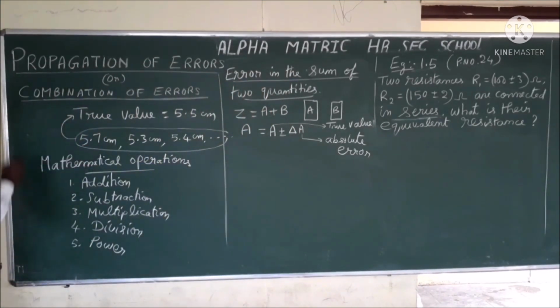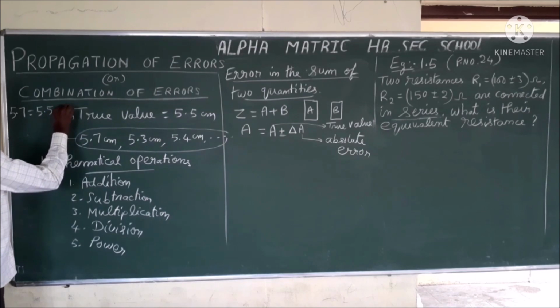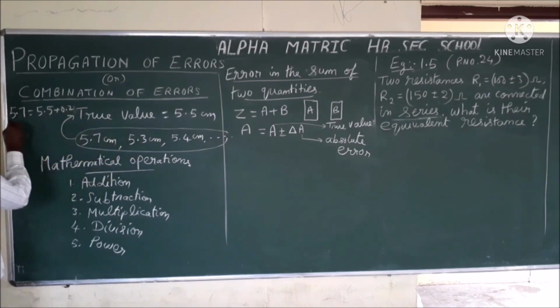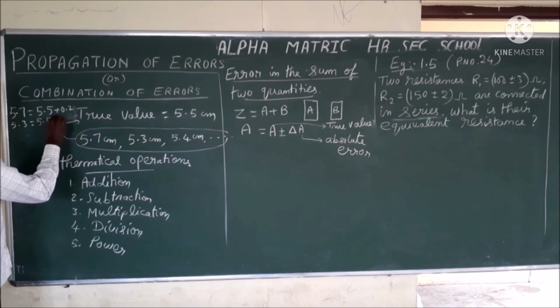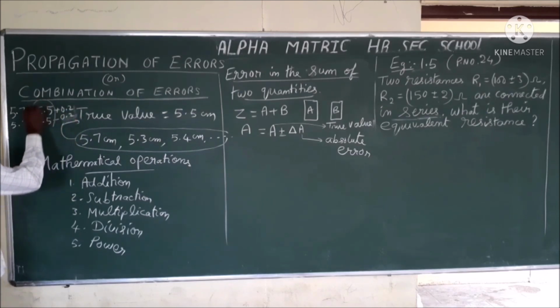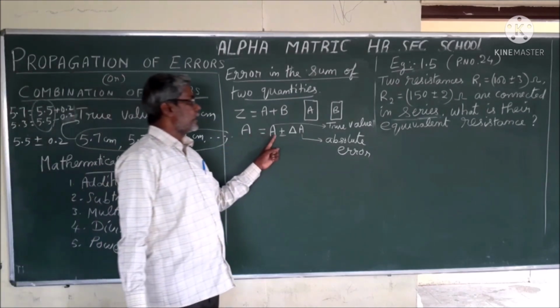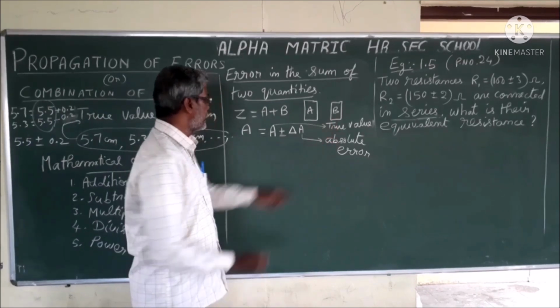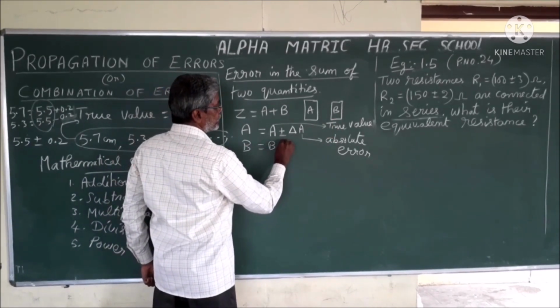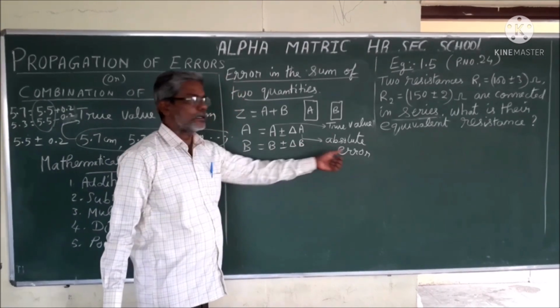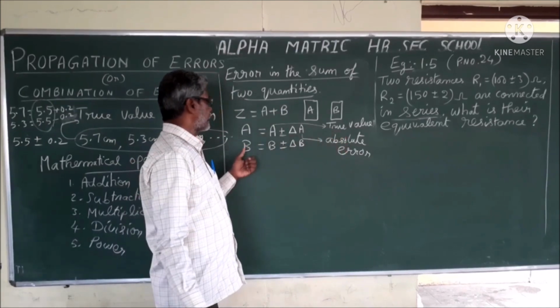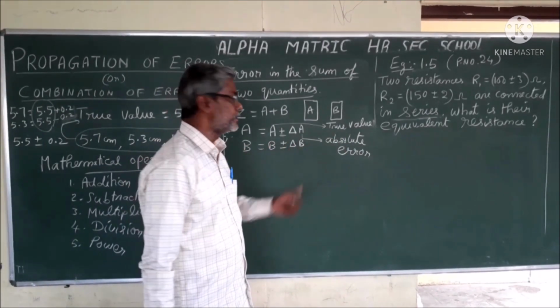Now I will take this 5.7. I can write it as 5.5 plus 0.2. If I take 5.3, I can write it as 5.5 minus 0.2. So this 5.5 is nothing but the true value, and this is the absolute error. So I am writing plus or minus 0.2. So I am writing A plus or minus delta A. Like that for B, B is equal to B plus or minus delta B. Delta B is the absolute error, B is the true value, and this gives the actual value of B.